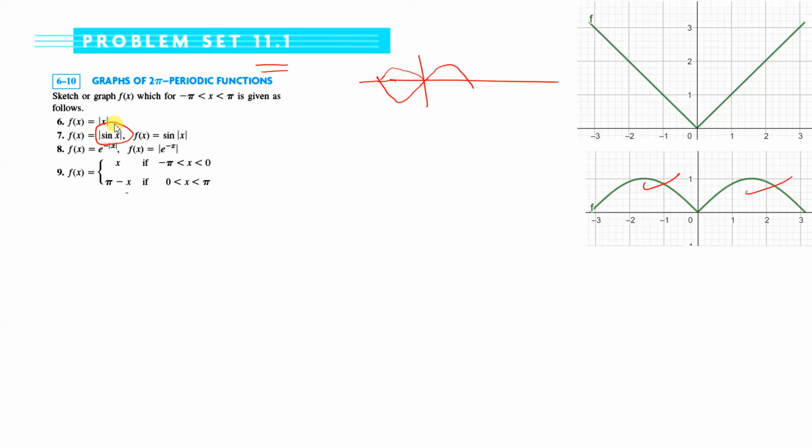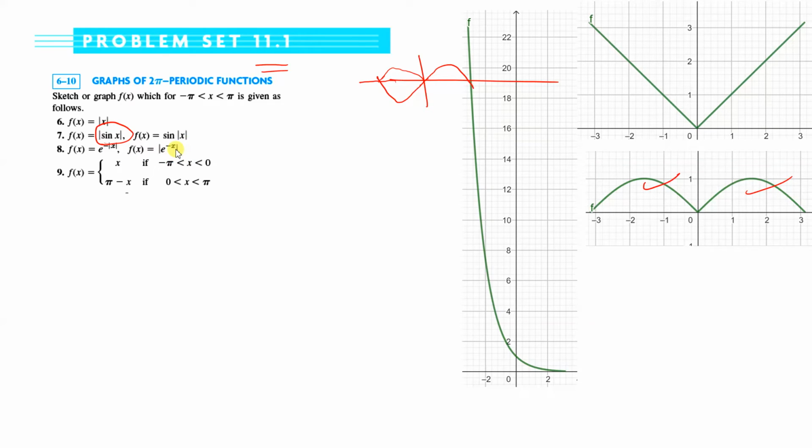f of x is equal to e to the power negative x mod, or e to the power minus x mod. Both have the same graphs, and the graphs look like this.